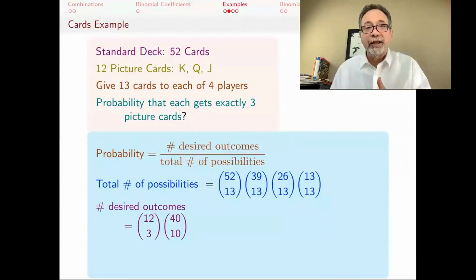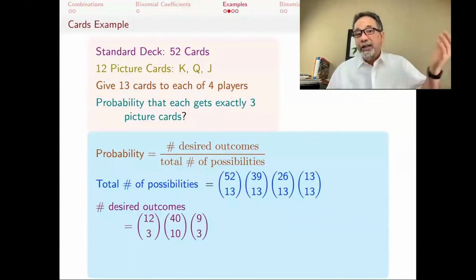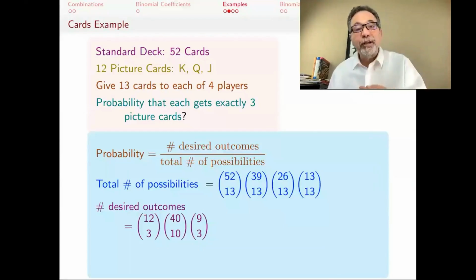Now we go to the second player. Again, we first give them picture cards. And the number of ways of doing that is 9 choose 3, because we've already given away 3 of the picture cards. And then we give him non-picture cards.